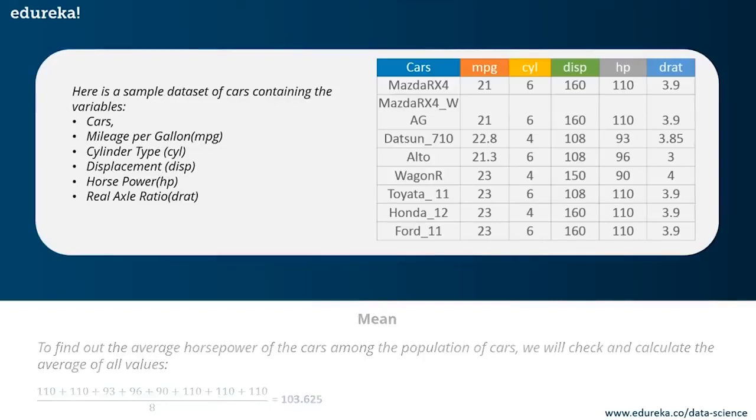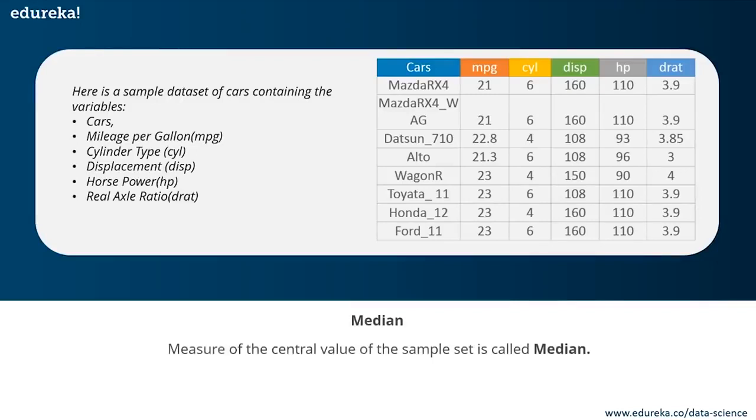Now let's understand what median is with an example. To define median, the measure of the central value of the sample set is called the median. You can say that it is a middle value. So if we want to find out the center value of the mileage per gallon among the population of cars, first we'll arrange the MPG values in ascending or descending order and choose a middle value.